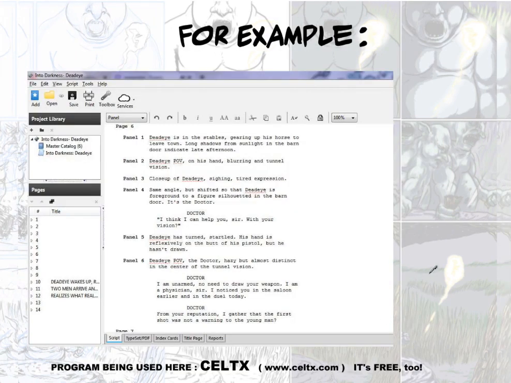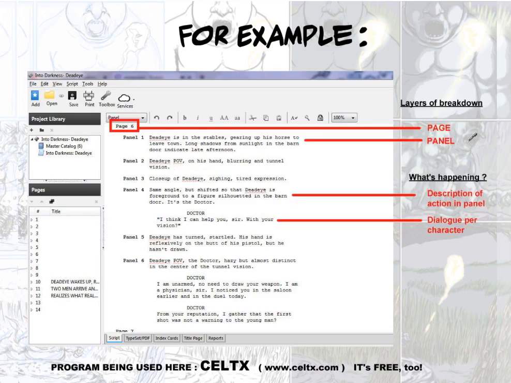Here's a quick example of a script I have for one of my mini comics called Deadeye. I'm using a program here called Celtx, which is free. It's basically like a word processing program whose functionality is set up for script writing. You've got your pages laid out here. I've written little brief descriptions of what happens in these 3 pages. Here's the breakdown layers.